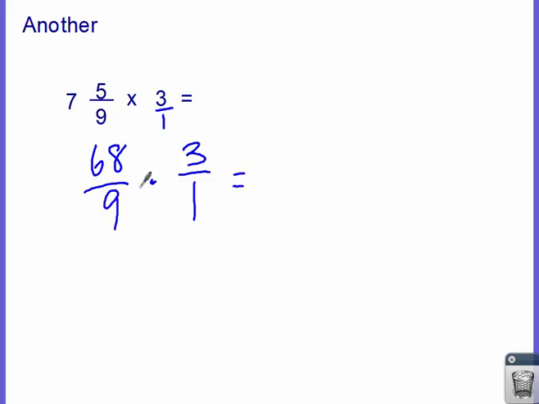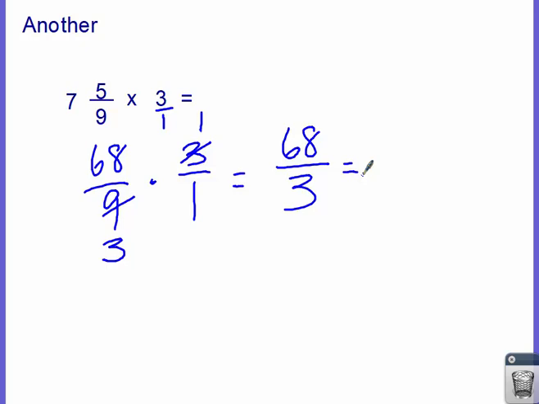Well, my 3 and my 9, they have a 3 in common. So I can divide this 3 by 3 and it turns into a 1. I can divide this 9 by 3 and it turns into a 3. Now I multiply across because there's not anything else. So 68 times 1 gives me 68. 3 times 1 gives me 3. Now, we still have to simplify it into a mixed number.